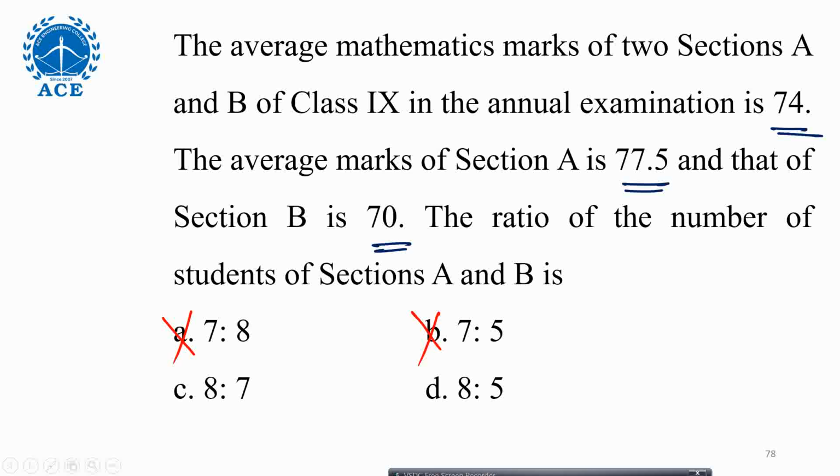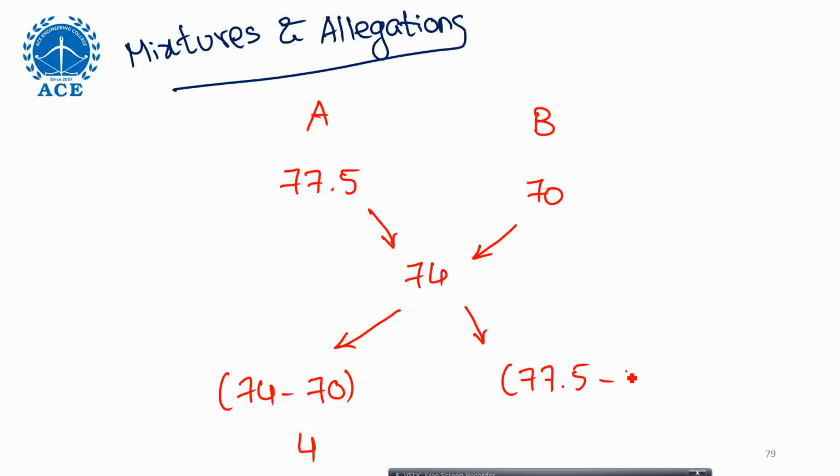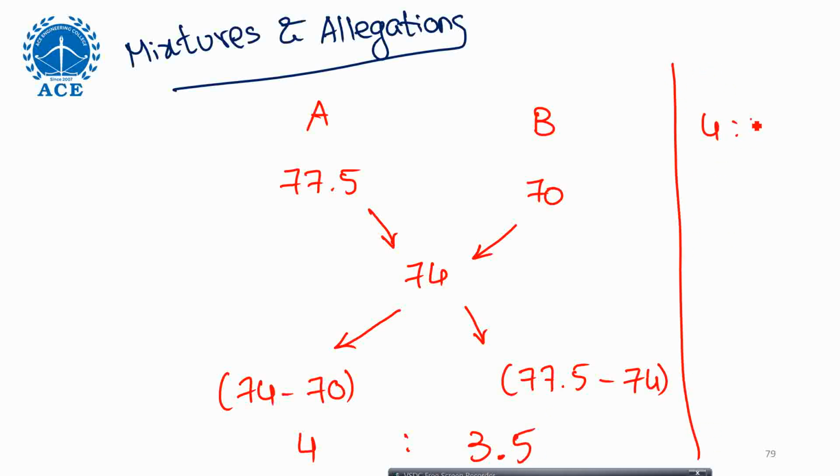Okay, sir, still there are two options. Fine, no problem. The basic thing is take the differences and put them on the opposite side. What's the difference here? 74 minus 70 is 4. This difference is put on the opposite side. The difference should always be positive. 77.5 minus 74 is 3.5. The ratio should always be integers, as it is 4 and 3.5. Multiply by 2: 8 and 7.